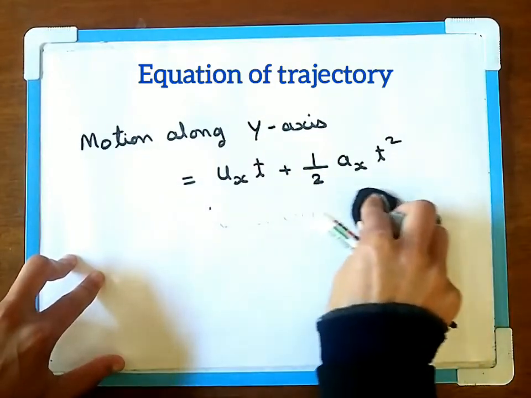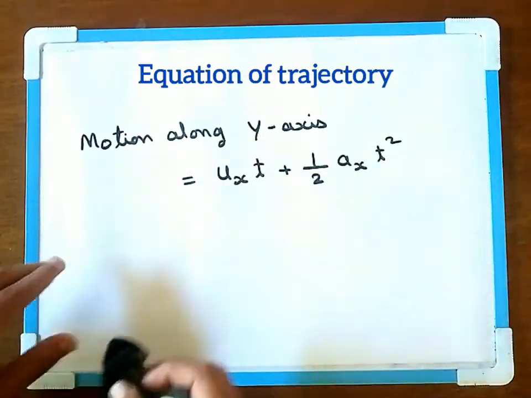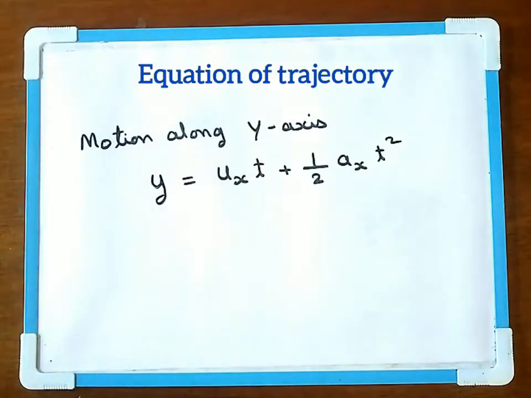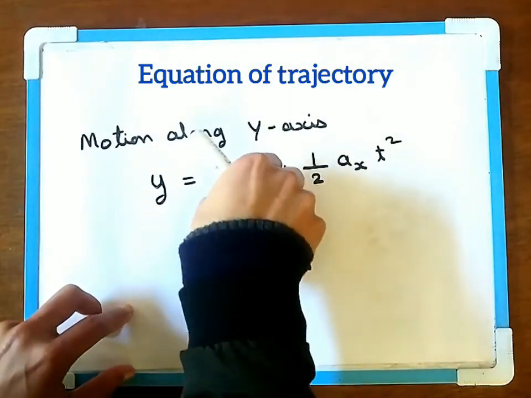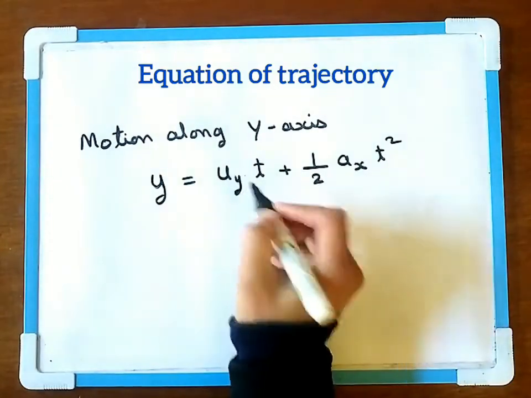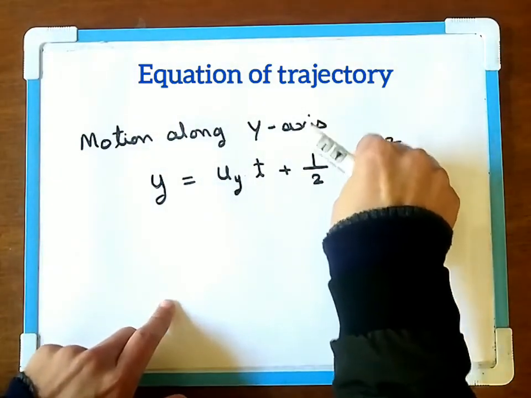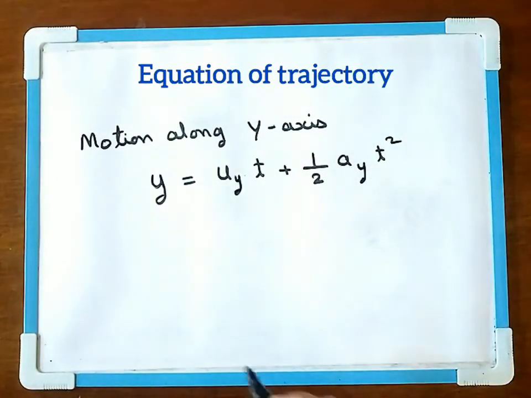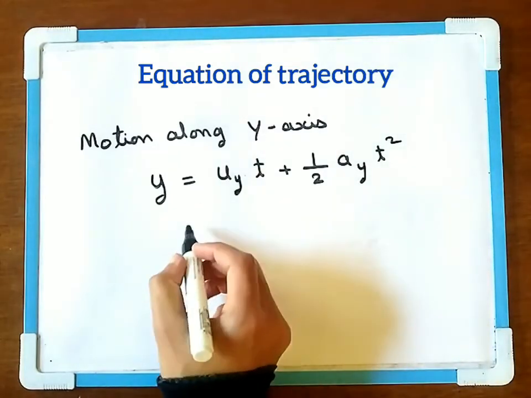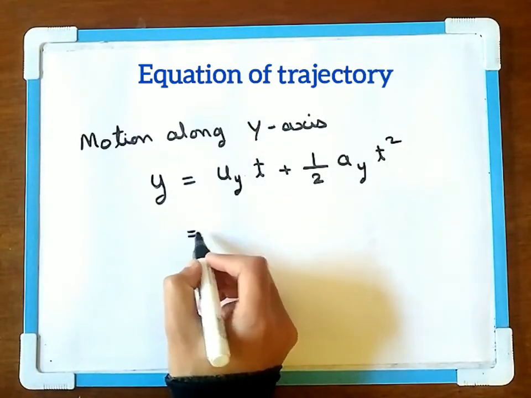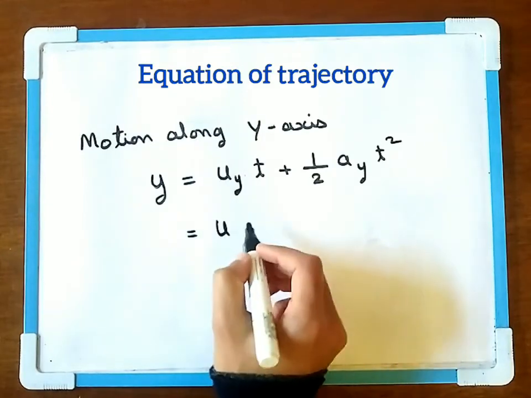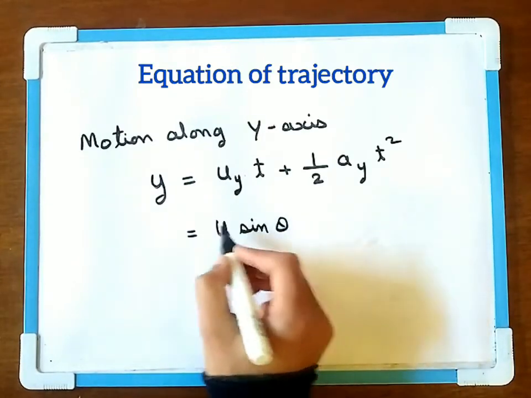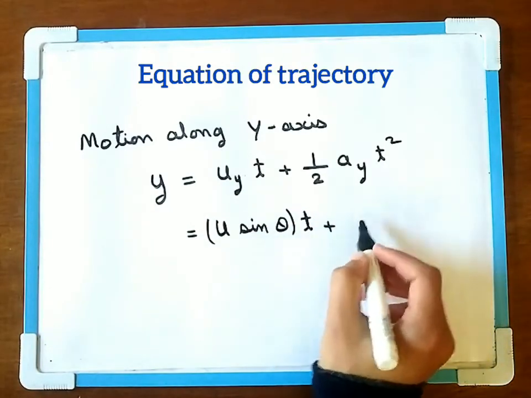Now remember this equation 1. So here will be y, then here will be uy, here will be half ay. So this is the motion along the y-axis. Okay, so the projectile motion is now being studied under motion along x-axis and motion along y-axis. Now uy also we have studied before, and this uy is equal to how much? U sine theta, into t plus half.